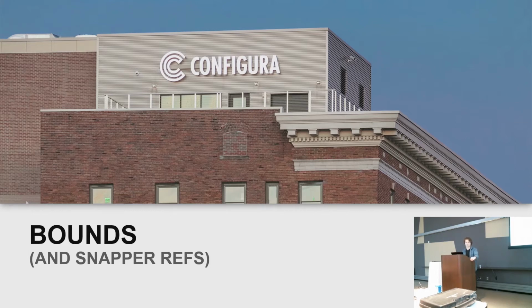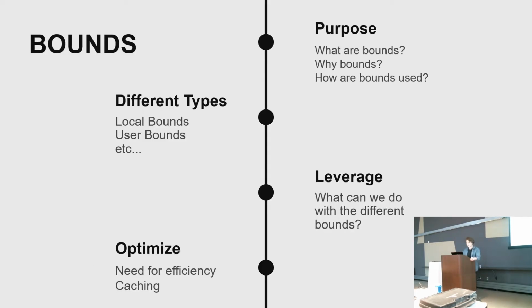But bounds, there's a lot to talk about bounds. It's great. I have more time to talk about it, so let's get to it. We're going to talk about what bounds are, why we have them, how they are used, the different types of bounds that we can use, how to leverage those bounds, and then probably most importantly, how we can optimize these bounds. They are crucial to what we are doing with space interactions. Whether you're dragging things around, clicking on things, or hovering over things, we need our bounds to be efficient and fast, and most likely you're going to want to cache them. So we'll talk about all these things.